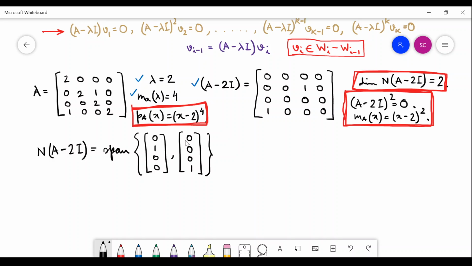So first element and third element in both of these are 0. Second and fourth element could be non-zero, and these two I separated out. I did not put them into one single vector because that single vector could be separated into these two separate vectors. So these two are the spans. These two are the bases actually.